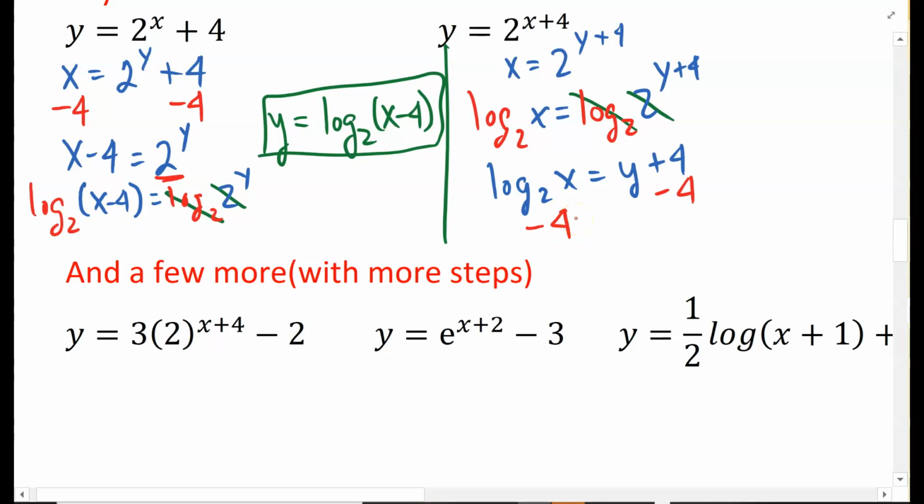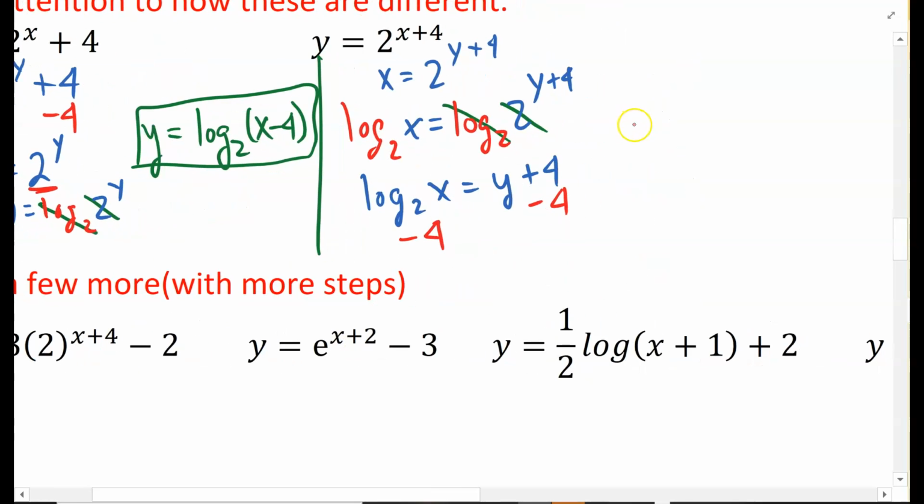Now, this is where we're not going to use parentheses, because the only thing on the left when you took the log base 2 is the x. So the minus 4 is not part of the log base 2, and the way that we show that is by not putting it in parentheses. So our answer to this problem is y equals log base 2 of x minus 4.